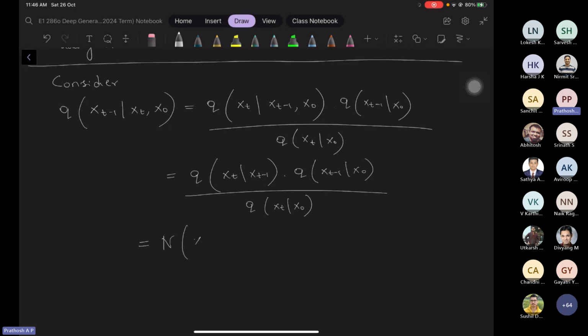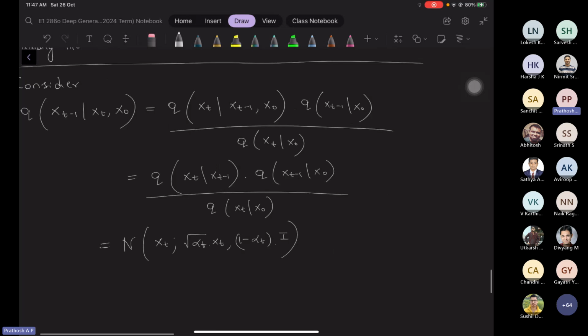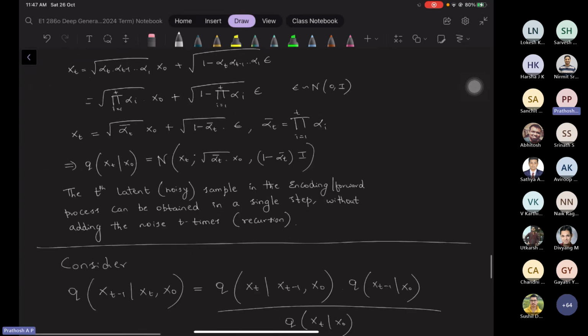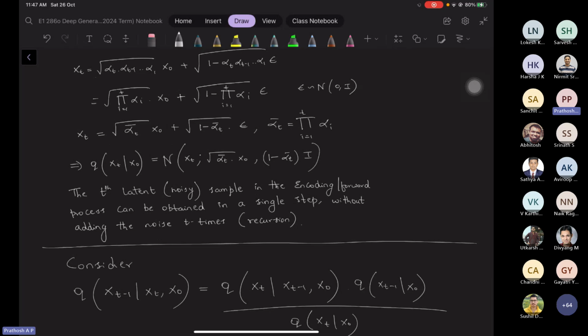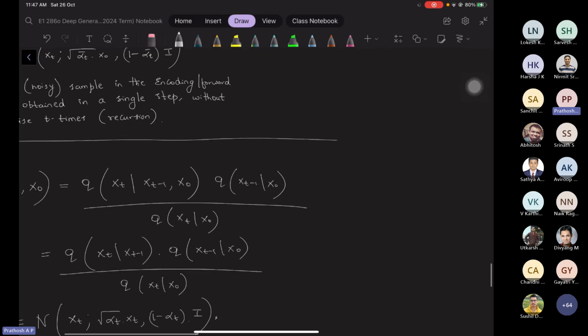It's Gaussian at xt, and we have root of alpha t times xt as the mean. Okay, the variance was 1 minus alpha t times I. Correct. That was the first term. What about the second term? We just found that out, right? Here we found out what q of xt given x naught was. That was another Gaussian with a certain mean and variance. Let us write that down.